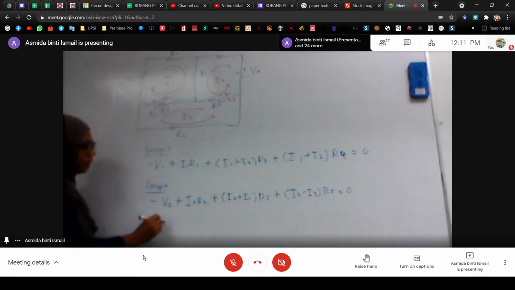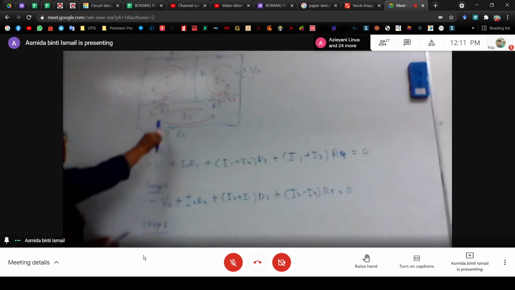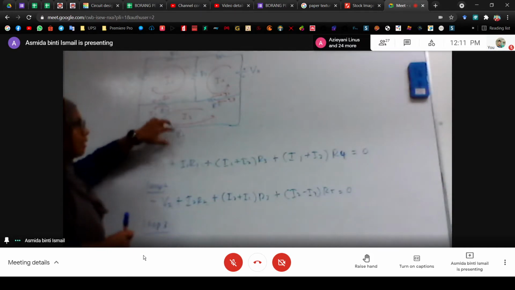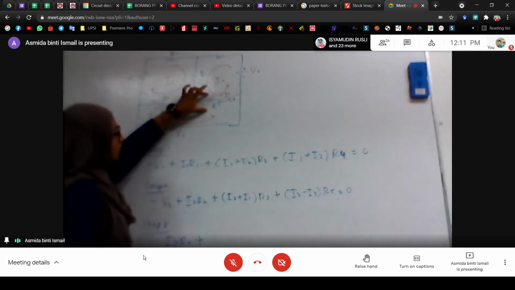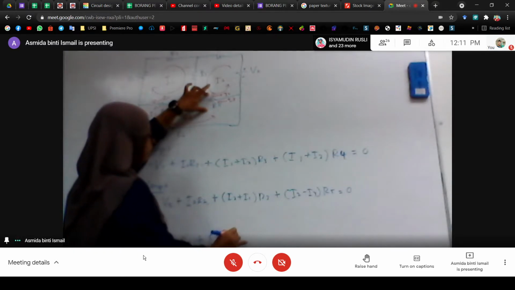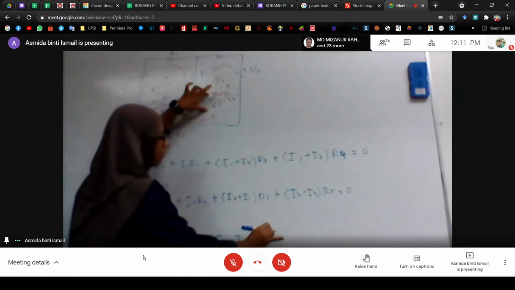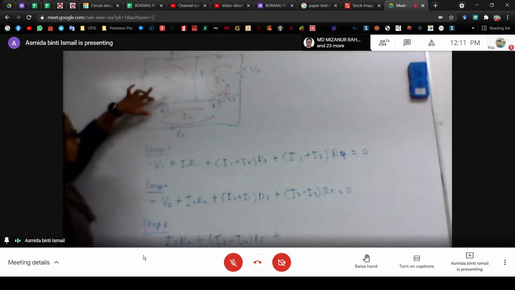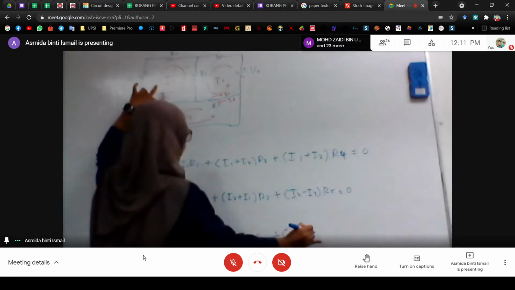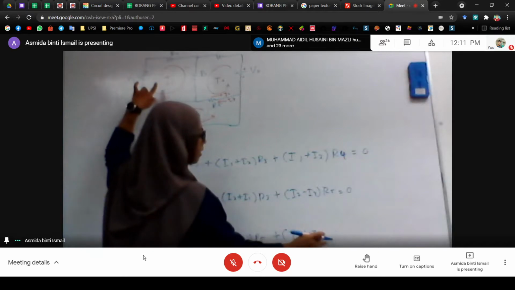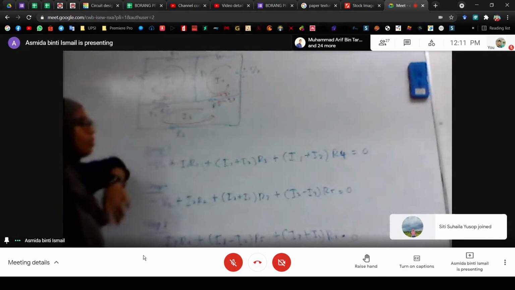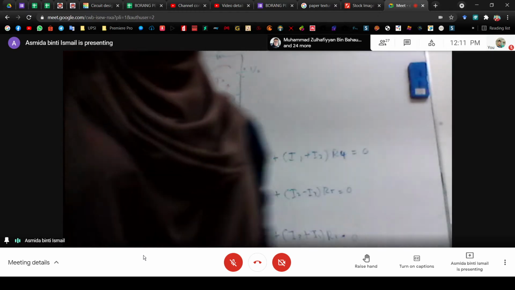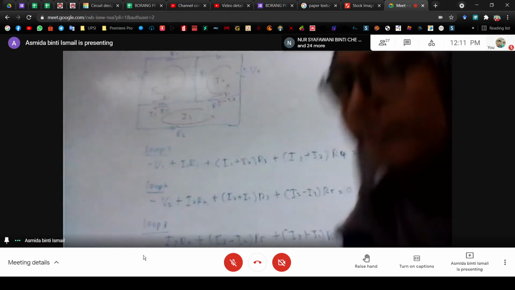Loop 3. This loop, we start from here. R6, the voltage here is I3 R6, plus the voltage here, (I3 minus I2) times R5, plus the voltage here, (I3 plus I1) times R4.